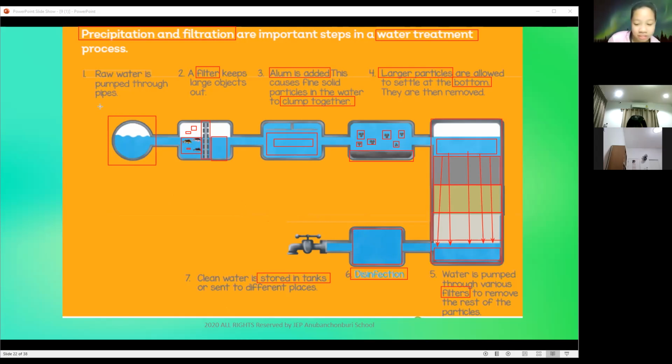Where is this water from? From the river. Nataya will drink the water from the river, after all the processes involved. So this water is already clean, or sent to different places. So that is how precipitation and filtration are very, very important in the water treatment process, so that the water from the river or any other sources will be potable or safe to drink.